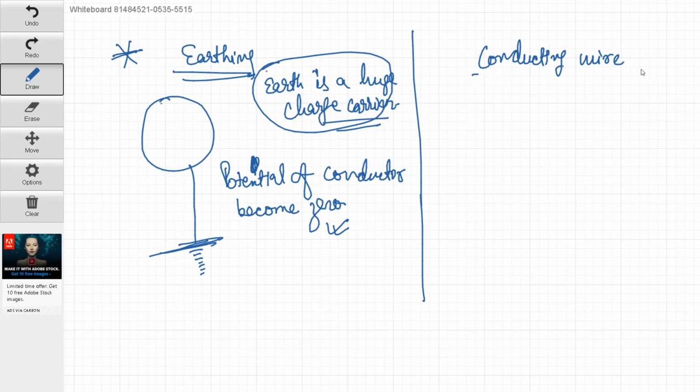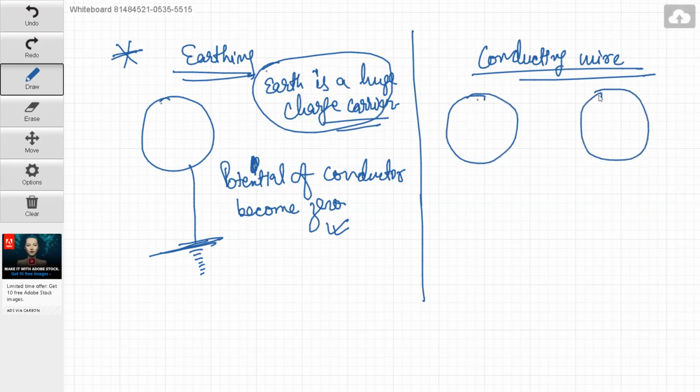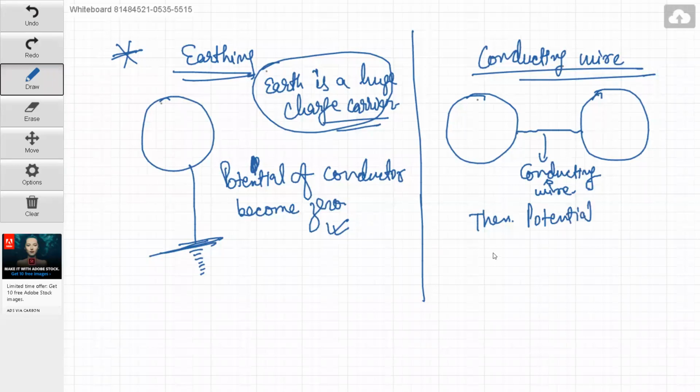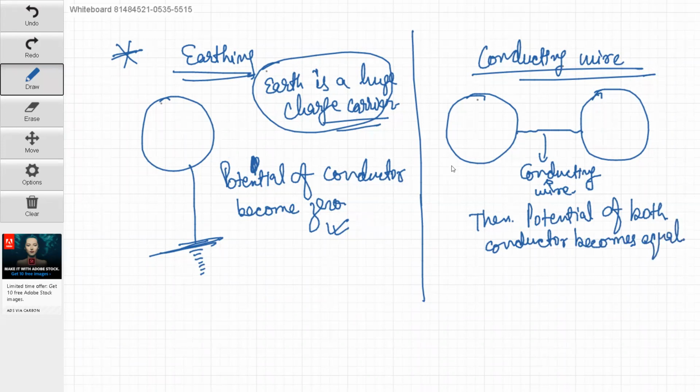Now, conducting wire. If two conducting materials are connected with a conducting wire, this is the conducting wire. If it is connected with a conducting wire, then what will happen? Tell me. Then potential of both conductors becomes equal. Is this all right? Means potential of this one is V1 and potential of this one is V2. So V1 becomes equal to V2. Potential of both conductors becomes equal when you attach them with a wire. Is this all right, dear student?